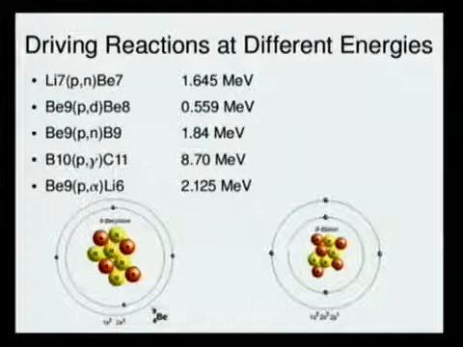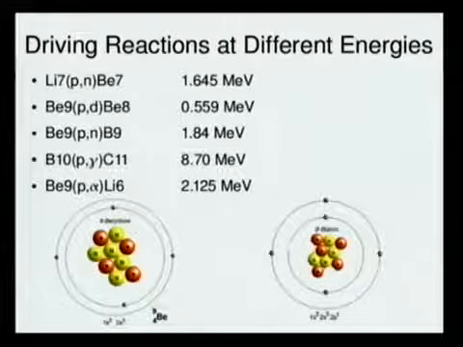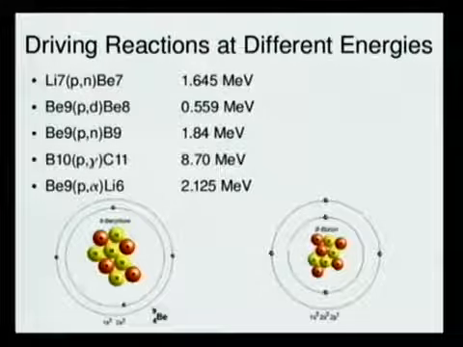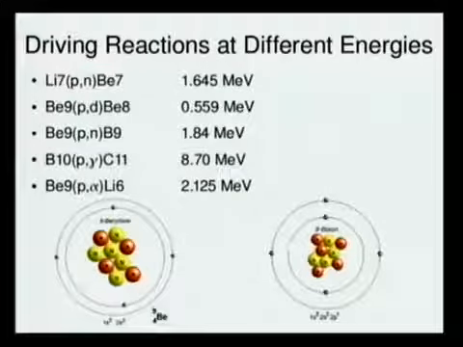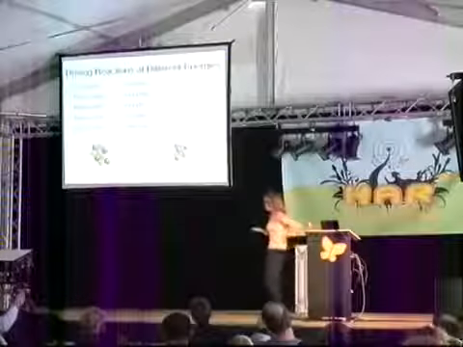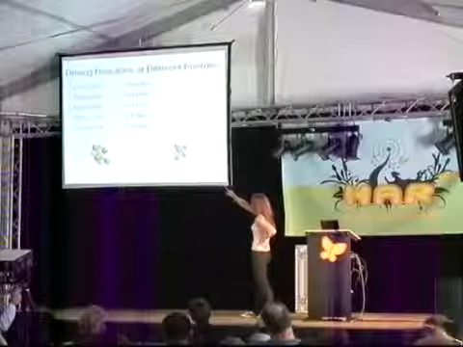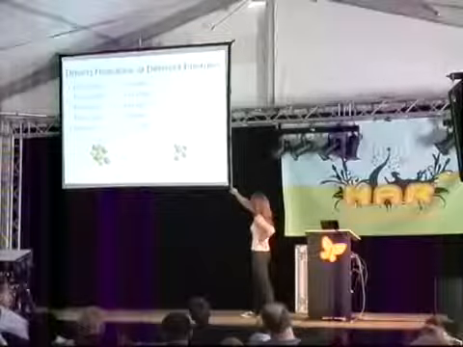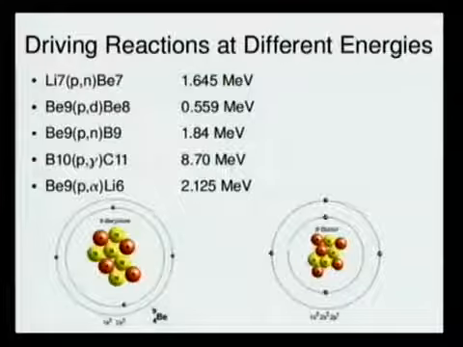Here is a brief look at the different reactions you can drive at different energies. Let me talk about this notation quickly. This is nuclear reaction notation. Looking at the first one, you have lithium-7 going into beryllium-7, and the p comma n in the middle means you're slamming a proton into the lithium-7, and you get out a neutron and beryllium-7.